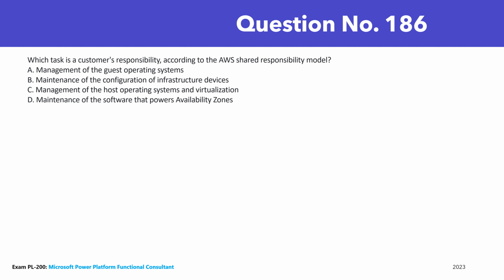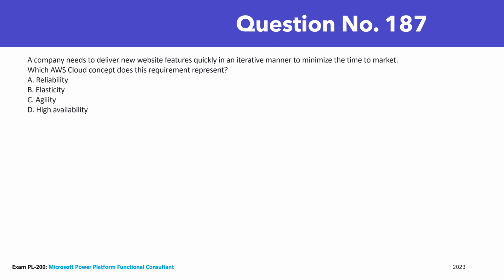Which task is a customer's responsibility, according to the AWS shared responsibility model? A. Management of the guest operating systems. B. Maintenance of the configuration of infrastructure devices. C. Management of the host operating systems and virtualization. D. Maintenance of the software that powers availability zones. Correct answer, A.